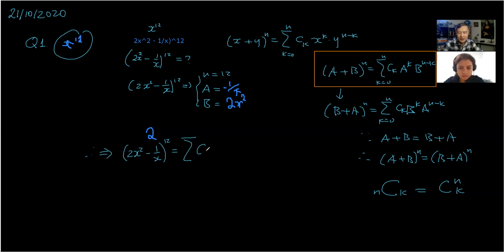Okay, that's simple. Can we just go back here? So, the basic power cell. Can we just put the k here? This is the formula. K equals 0 to n, and n is 12, right? And a can change. A will become negative 1 over x to the power k. Okay? Multiply, what is b? B is 2x squared to the power n minus k.